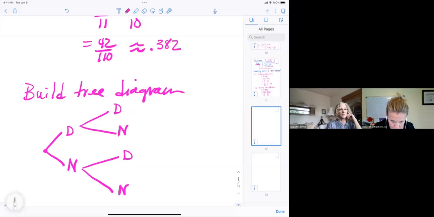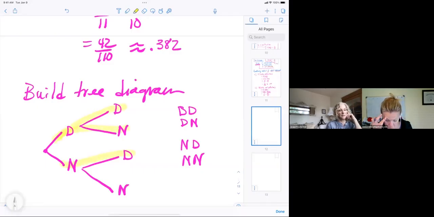So my sample space will be DD or DN, ND or NN. See that from the tree diagram? We're just reading across. DD, DN, ND, NN. So those are the only options. Those are all the possible ways I can draw two carabiners.